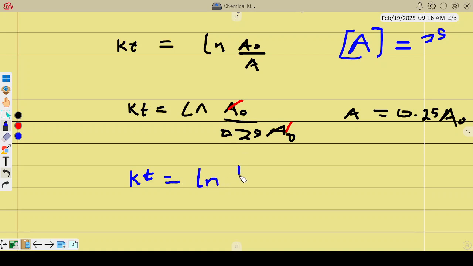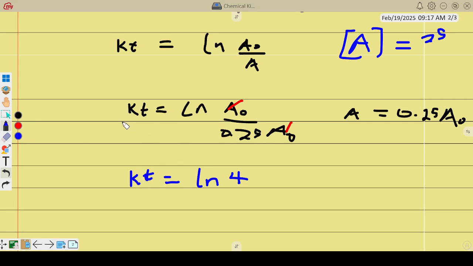So here it means we're going to have 1 over 0.25. You can simplify this with your calculator. What is 1 divided by 0.25? You'll find that it's 4. So instead of writing ln 1 over 0.25, when you divide, it's 4. So this means that we have ln 4. Now that's when we can make t the subject of the formula.